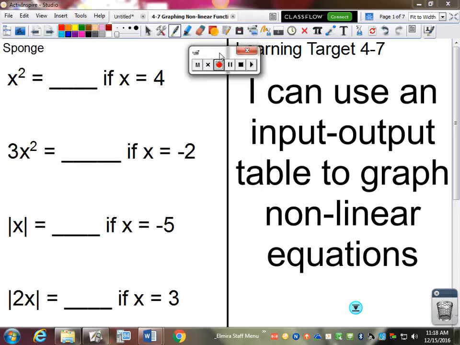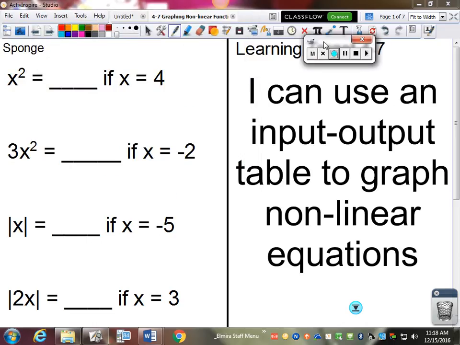Hey guys. So today our learning target is to be able to use an input-output table to graph non-linear equations. Okay, so non-linear, non means not. Linear, we're talking about lines. So when we make graphs today, they are not going to be straight lines, they're going to be other shapes.